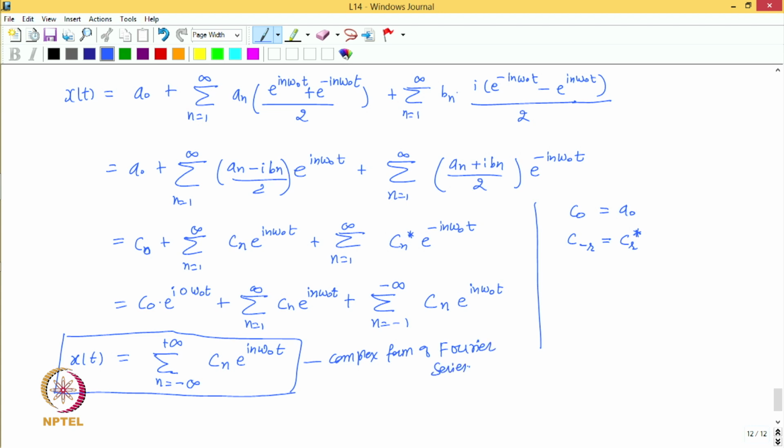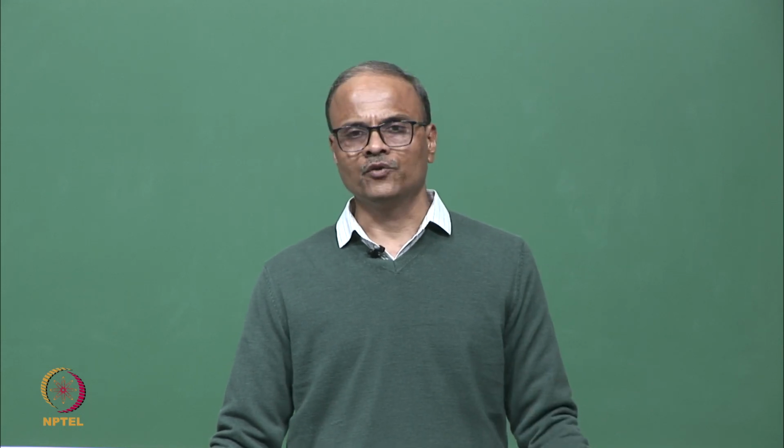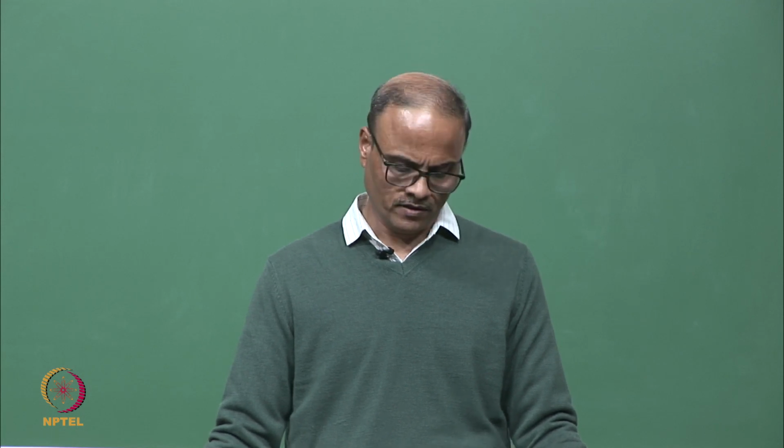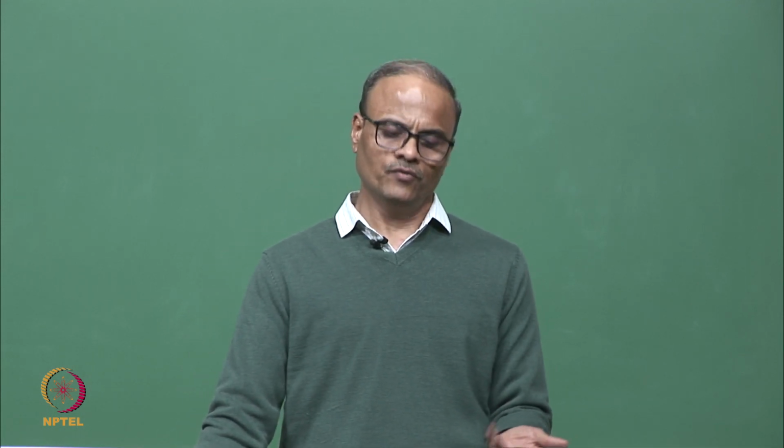Complex form of the Fourier series. Since we started from the trigonometric form and then converted that to this form using Euler's identity, both these forms are equivalent, mathematically equivalent. This is just another alternative way of presenting the Fourier series.